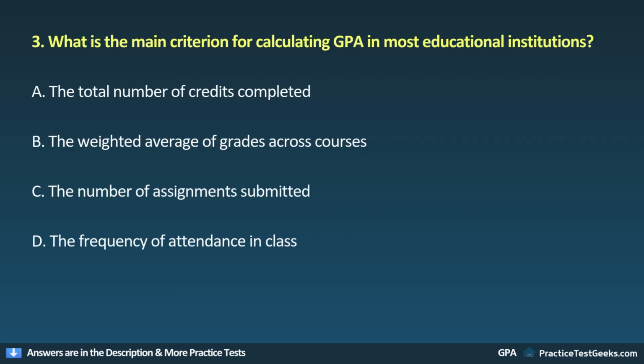3. What is the main criterion for calculating GPA in most educational institutions? A. The total number of credits completed. B. The weighted average of grades across courses. C. The number of assignments submitted. D. The frequency of attendance in class.